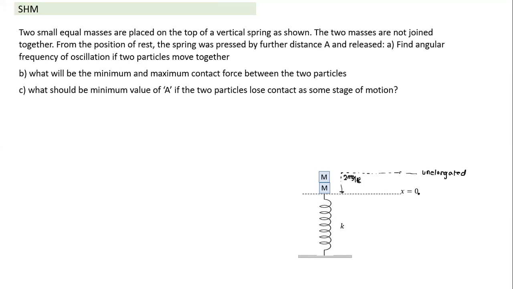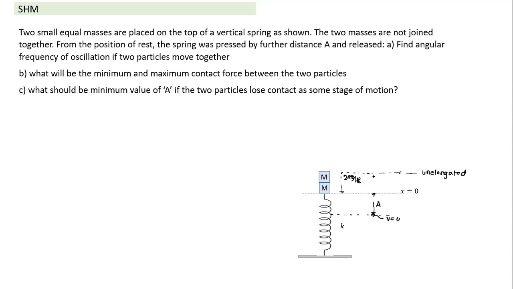The spring was first compressed further by a distance a. From here, this is my mean position, x equals 0. From here, we further compress it by a distance a and release it. When we release it, since this is the mean position, at the moment we release from compression a, the velocity is 0. Release means that at that time velocity is 0. This becomes the extreme position, and this becomes the mean position.